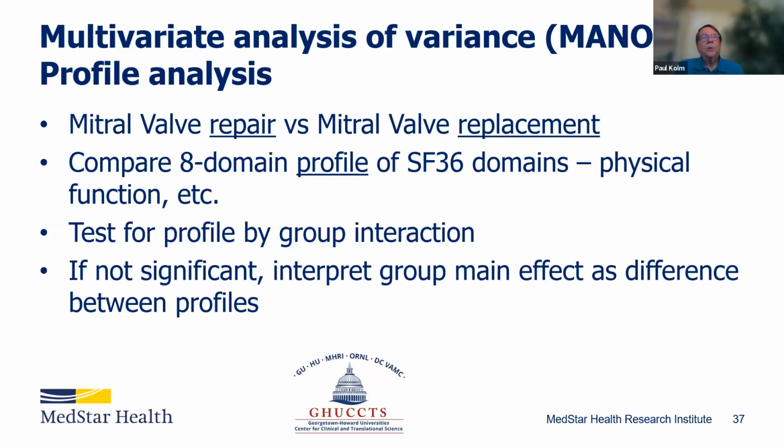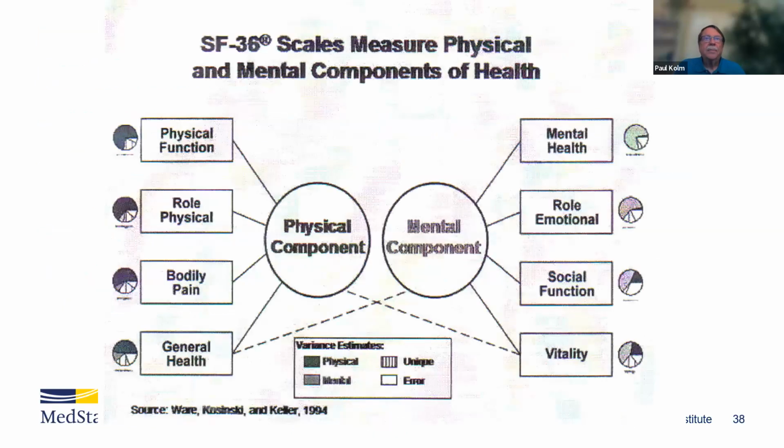And so what we're going to do is compare the profile, not just the individual domains. The first thing, of course, we'll do is test for a profile by group interaction. And if that's not significant, then we can interpret the group main effects as the difference between profiles, not just one of the domains. And so this is the old SF-36 components: physical function, role physical, and so on, and mental health, emotional, social functions, and so on.